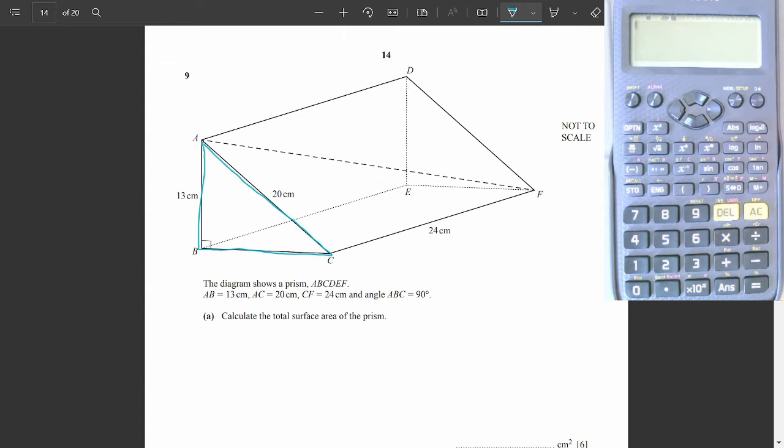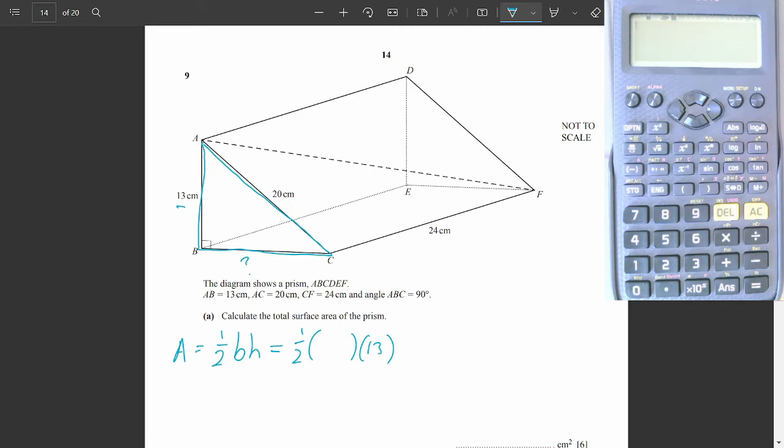Okay. Calculate the area of a triangle. We need to do half base times perpendicular height. Let's see what we got here. There's a half, but we don't have the base. We do have the height. Perpendicular, that's 13. Okay, so we need to find the base there to be able to continue.